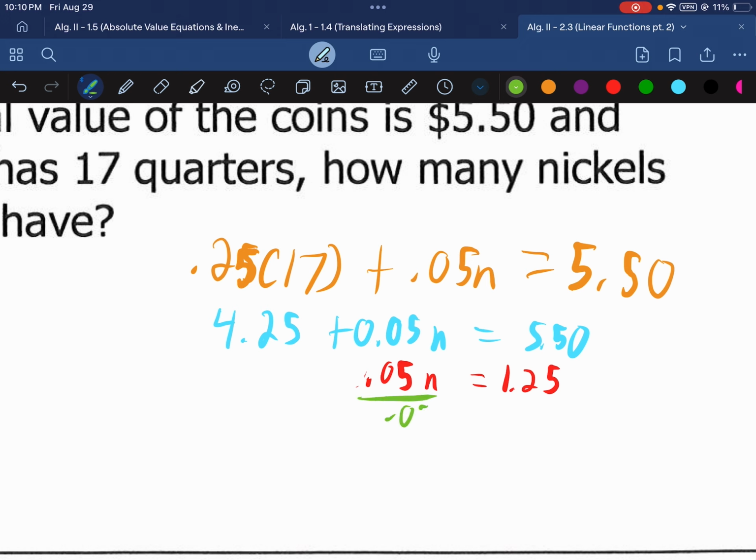I'm going to divide by 0.05, the value of each nickel, to get n by itself. And this tells us that n is equal to 25, which means Kaylee has 25 nickels.